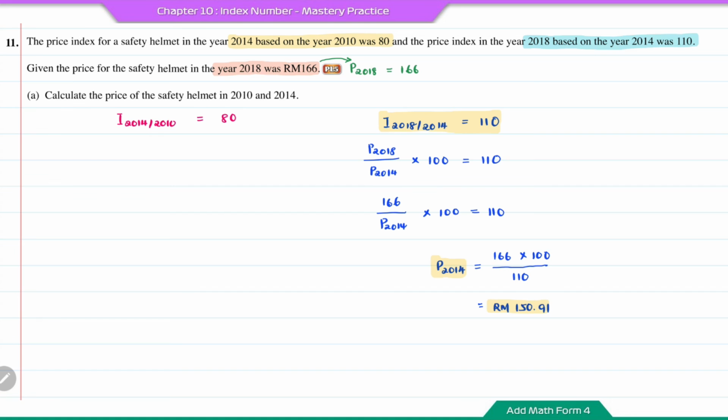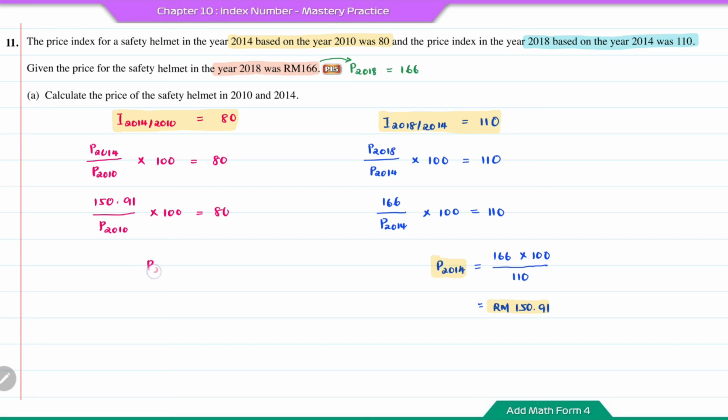Now we can proceed to find the price in the year 2010 using this index number. To find the answer of 80, we're going to take the price in the year 2014 and divide it with the price in the year 2010 times 100. This will give us the answer of 80. So the price in the year 2014, we're going to replace it with 150.91. So this divided by the price in the year 2010 times 100 is equal to 80.